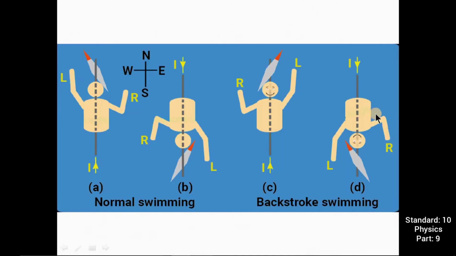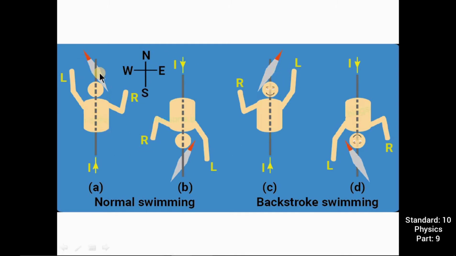Okay, there are two cases, right? When the man is facing downward, the magnetic needle is kept below. That is normal swimming. What is backstroke swimming? When the magnetic needle is placed above. He is facing the magnetic needle, but the magnetic needle is placed above the conductor. This is backstroke.